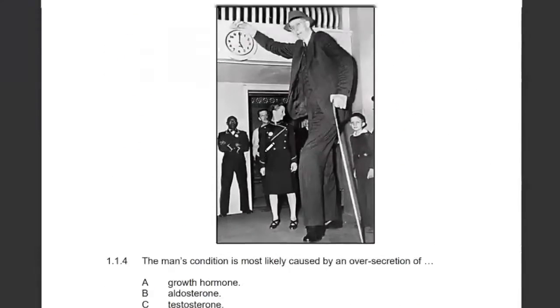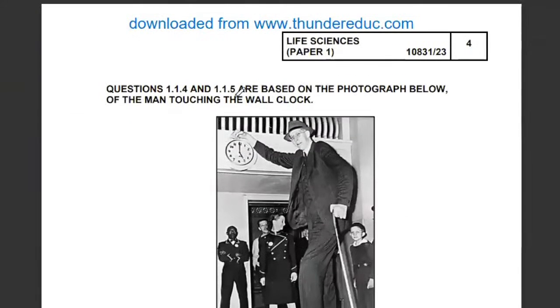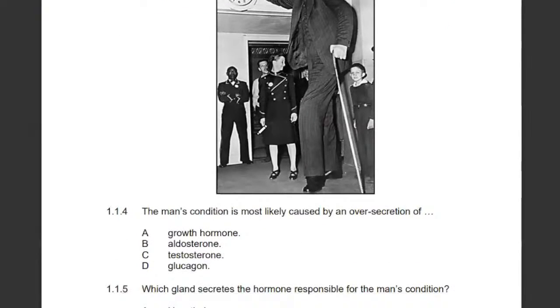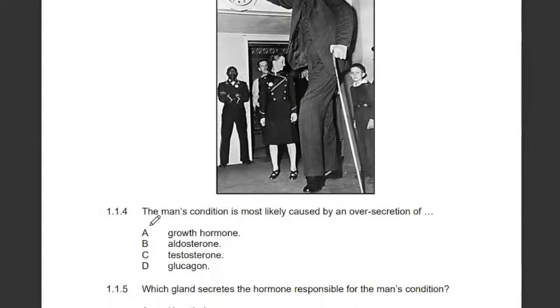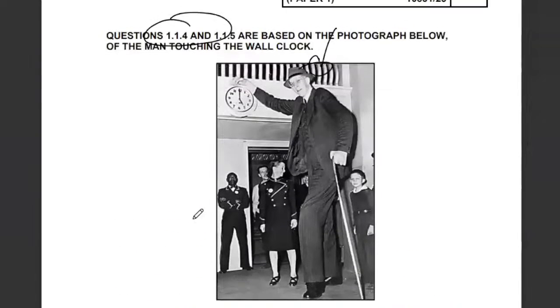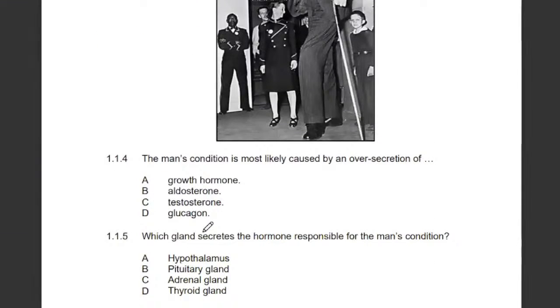Then we go to the next question, which is based on this. We see that this guy is too tall compared to other people. The man's condition is most likely caused by oversecretion of what? So what caused this? This person is growing too much, meaning that there is oversecretion of growth hormone. So the answer becomes A. Therefore, we get 2 marks there, as growth hormone is causing this gentleman to overgrow.